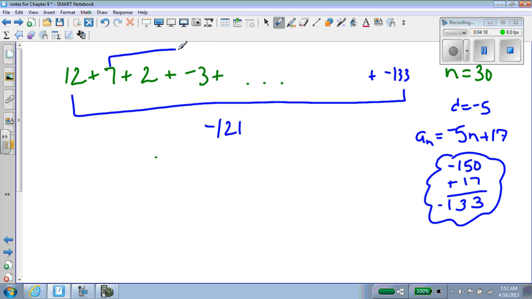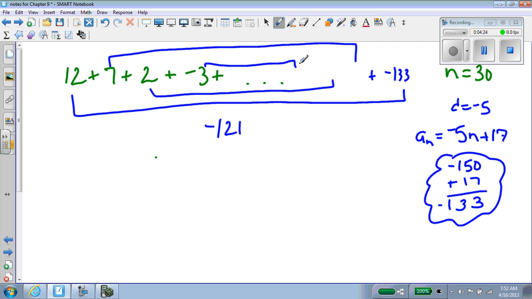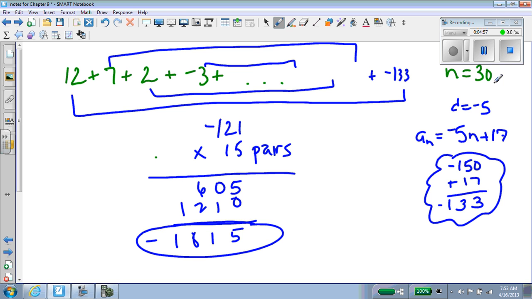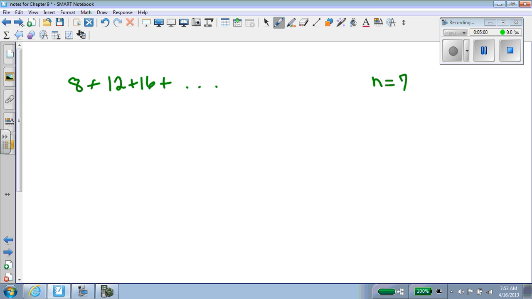And because it's arithmetic, that would be the same sum here and here and here, from the outside to the inside. If I have 30 terms, because this is my 30th term and that was my first term, I have 30 terms, so I have 15 pairs. That's 5, 10, regroup the 1, 6, 0, 1, 2, 1, so that's 5, 1, 8, 1, negative, right? So negative 1,815 is the sum of the first 30 terms of that arithmetic sequence.